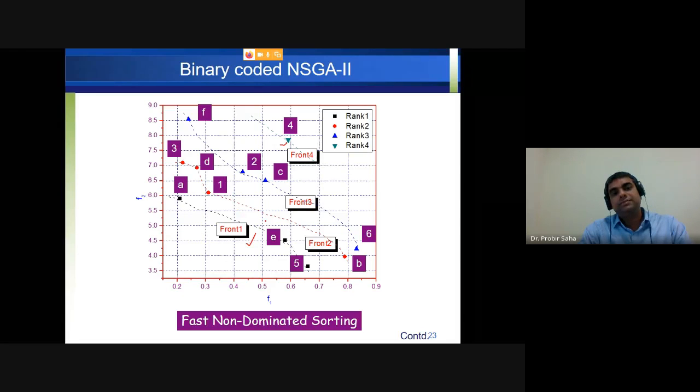And these solutions are better than solution 2, C4, right? Again, you have a front 3 and front 4. So this is how things have been done. And you can also check, suppose you take this value. So what is the F1 value, something like that, and F2 value, something like that. If you take any solution, it will never give you that minimum F1 and minimum F2 compared to this, right?